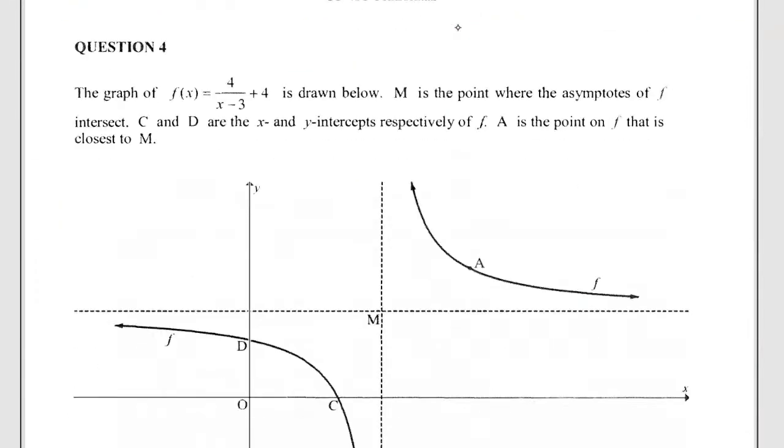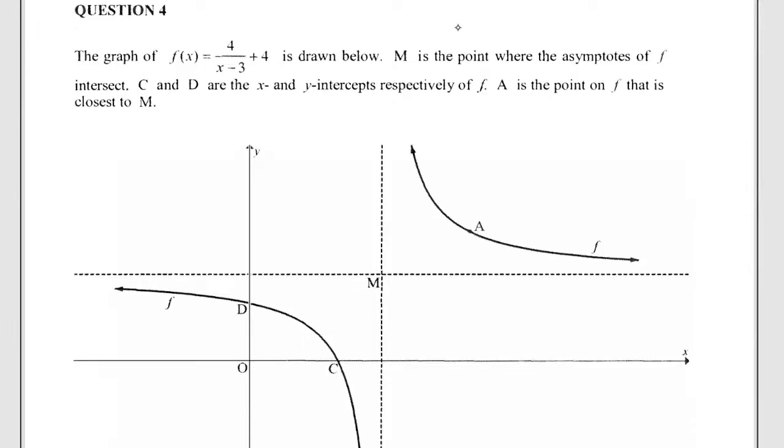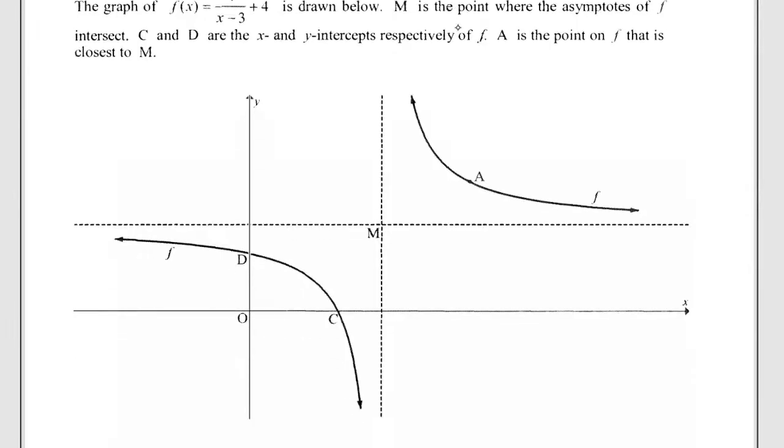Then question number 4, which is the functions. We're being told that the graph of f of x, which is 4 over x minus 3 plus 4, is drawn. M is the point where the asymptotes intersect. C and D are the x and the y intercepts respectively. And A is a point on f such that M is the closest point. So the closest point must always be passing through the axis of symmetry.